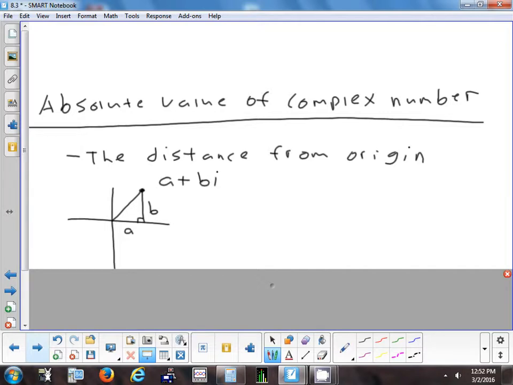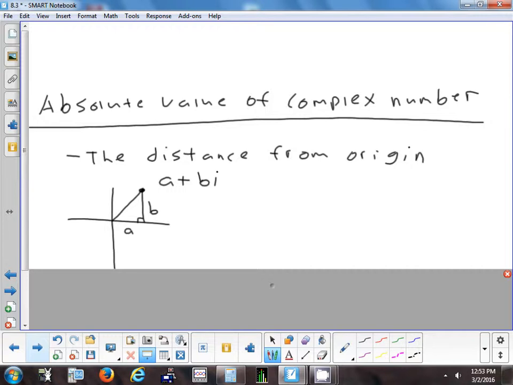Here's your point A plus Bi. The hypotenuse of this triangle is really what we're looking for. That's the distance from the point to the origin. The triangle that we just made has 2 legs. One leg is A units long. That's the real part. The other leg is B units long. That's the imaginary part. So how would we find the absolute value of a complex number, or the hypotenuse of this triangle?